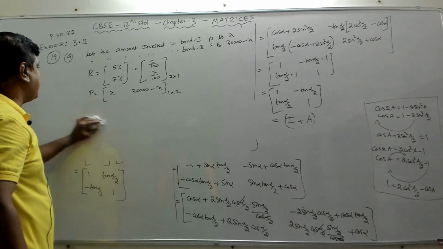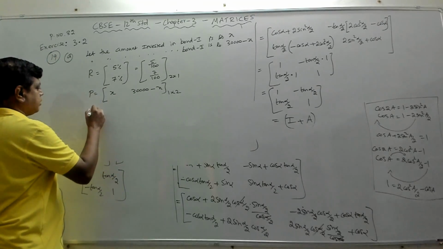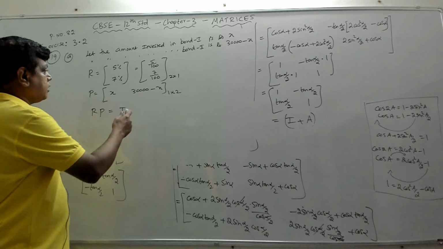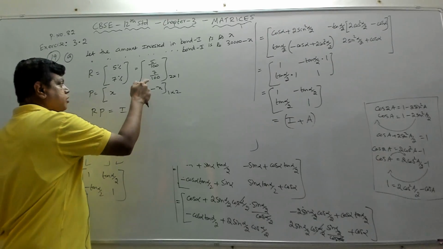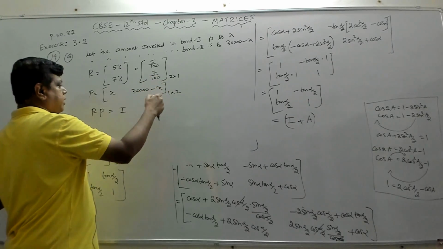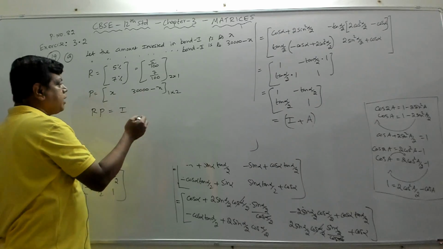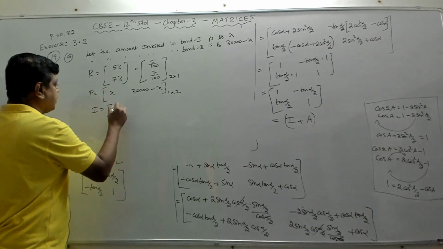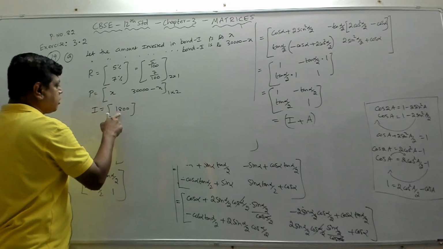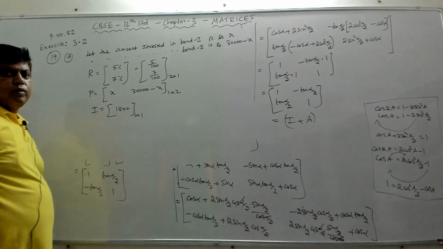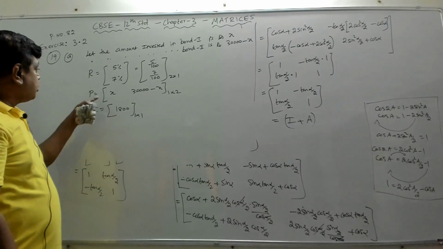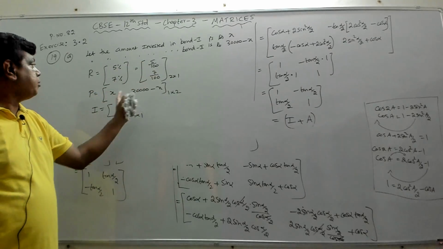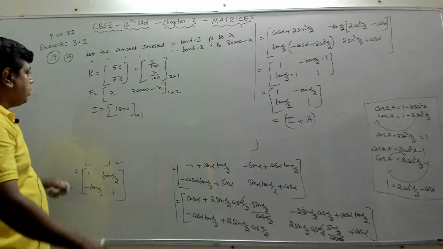Now we are going to multiply the rate with P to give the interest. We can multiply this into this, but that will give you a 2 cross 2 matrix. We finally need an interest. The interest matrix is given as 1800. So what is the order of this matrix? A 1 cross 1 matrix. So the principal should be 1 cross 2 and your rate should be 2 cross 1. Only then it works. Now what is our formula?